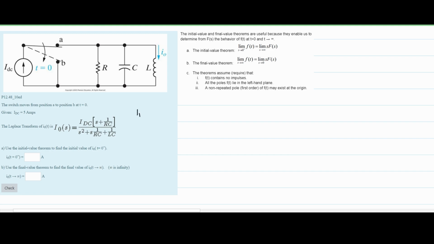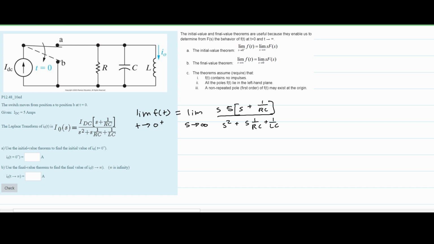If that holds, we can use these formulas, so let's use them. We start off with the limit of f(t) as t approaches 0 from the positive side, and we get that from here. We set this equal to the limit as s approaches infinity of s times F(s). Now we just plug in our F(s), which is this right here. Plugging this in, we have I_DC, which is 5, times s plus 1 over RC, divided by s squared plus s times 1 over RC plus 1 over LC.